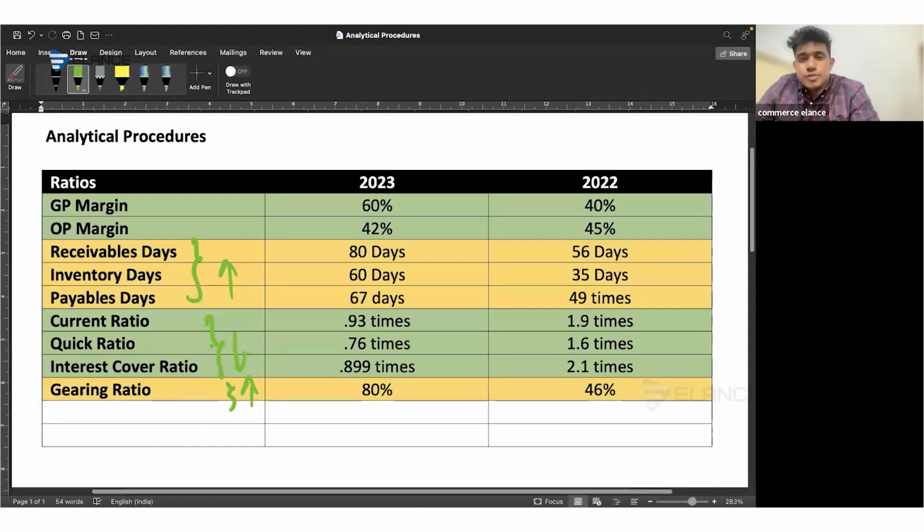And you can mention about the possibility of having uncertainty relating to going concern. So you can mention in this manner, the company's operating profit margin has decreased from 45% to 42%. In addition to which, the receivables, inventory, and payables days have increased significantly. The current, quick and interest cover ratio has decreased. And at the same time, the company's gearing has also increased twice. Therefore, there is possibility of having uncertainty relating to going concern, for which the company should have adequately disclosed in the financial statements. However, there can be chances that the company might not have done that, resulting in material mistakes in the disclosures to the financial statements.